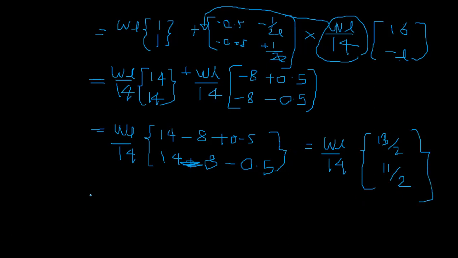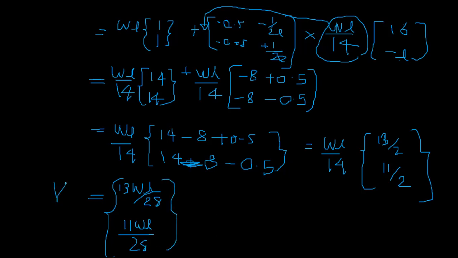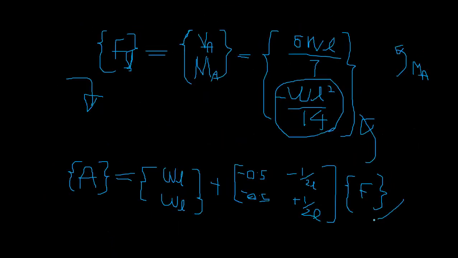So if you plug it back, this WL 13 WL to 28, and this is 11 WL to 28. That brings you VA and VC. These are originally positive, so that means we need not worry, those are positive according to our sign convention. So we consider the compatibility and solve for the F.